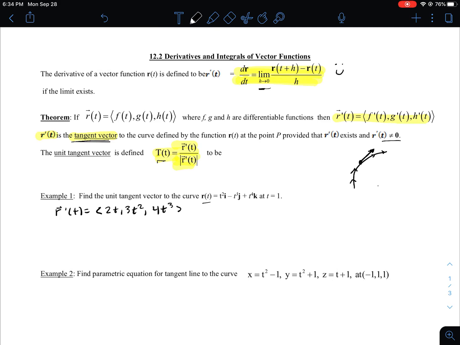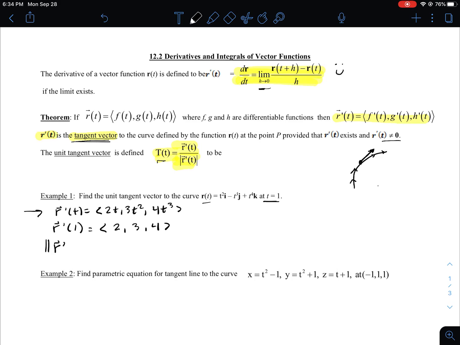4t cubed. Now, I want to warn you, if you try to take the magnitude now and find the unit tangent vector in general, in the future it could be kind of a mess. So before I find the unit tangent vector, since I do want it at a specific point, let me find the derivative vector at that point, or the tangent vector at that point, because finding the length of this vector looks a lot easier than finding a length of this vector.